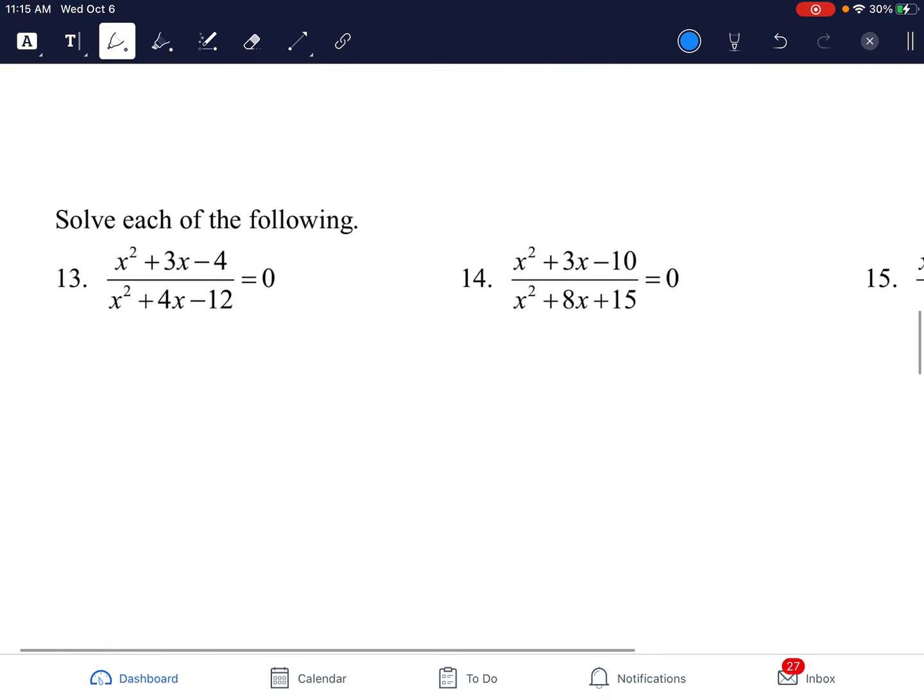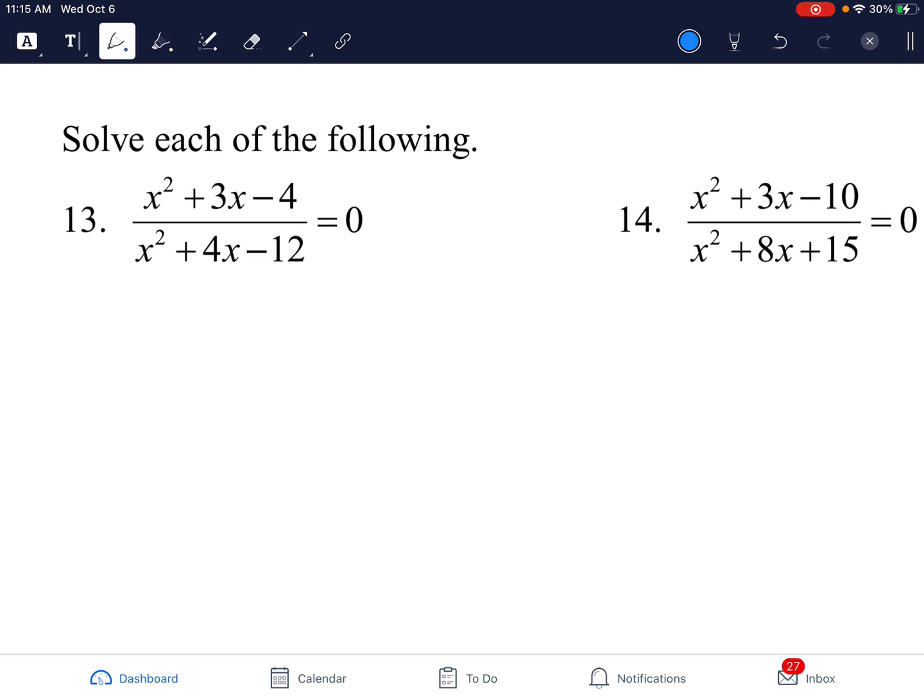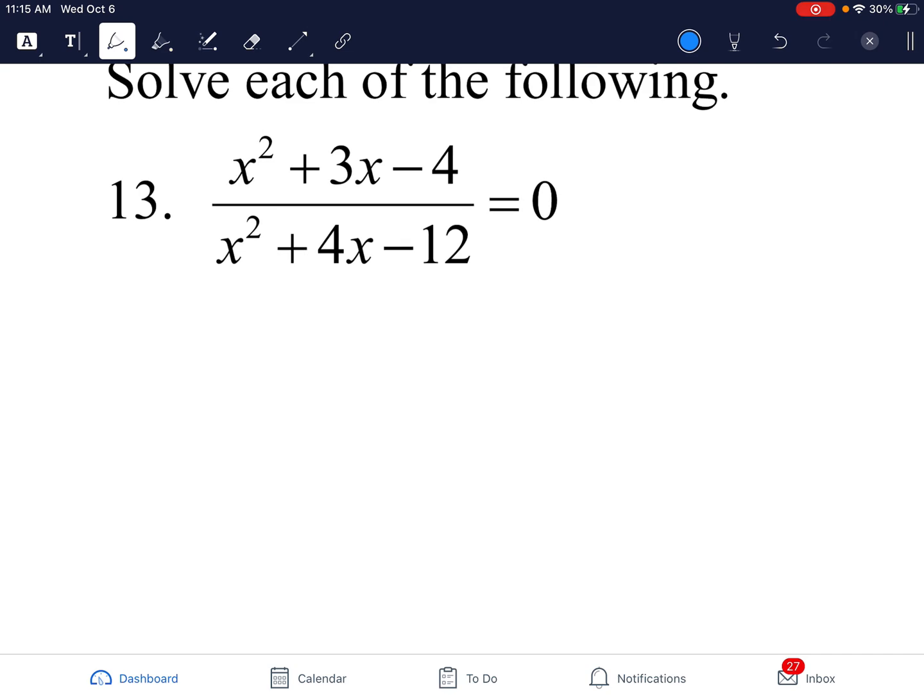Solve each of the following. We have our fractional or rational equations. Okay. In this case, what we got to do for each of these is we have to factor the top and the bottom, the numerator and denominator. And whatever's left over after we cancel things out of their common, we're going to solve for the numerator.